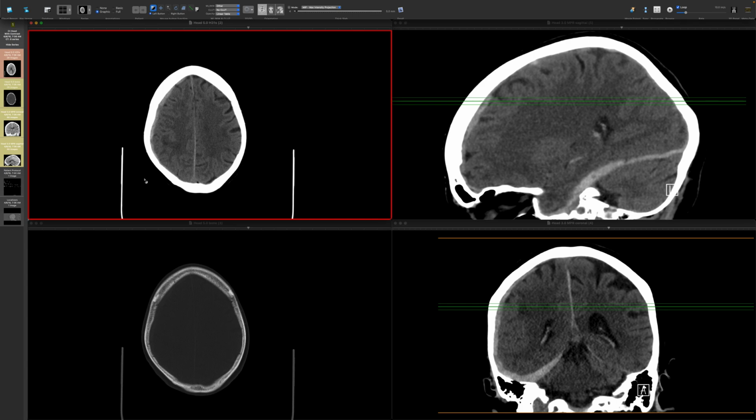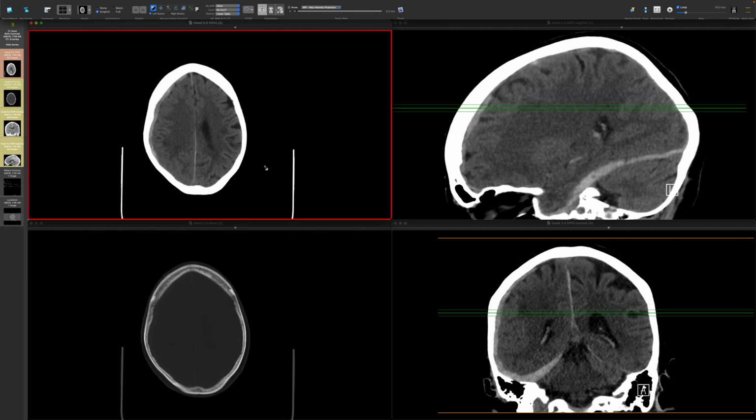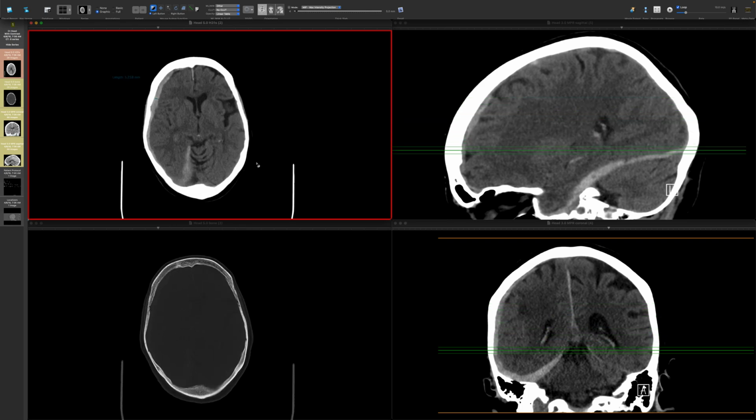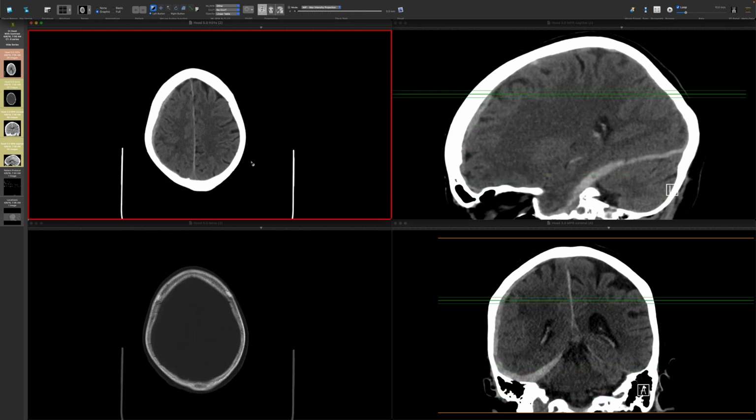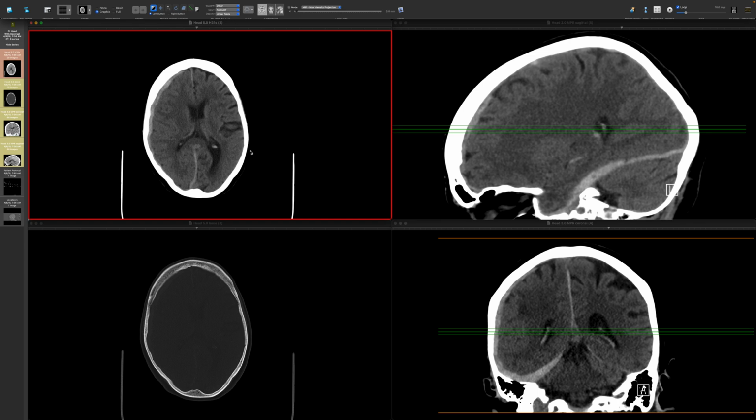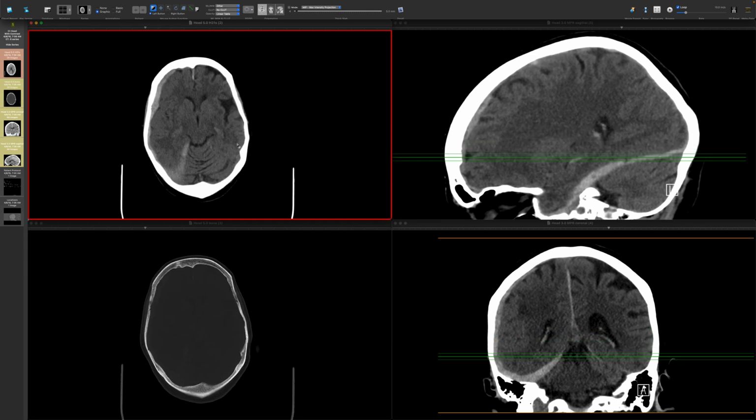We're going to go through case number 9160. This is a case of a subdural hematoma. So we'll go through and talk about this case, show some of the findings, and hopefully have a little fun.